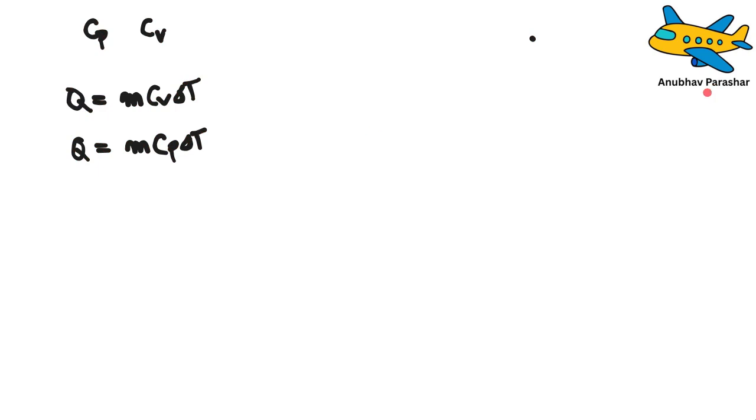And this is something we have seen in our earlier lectures. We have seen it in detail. So this is the value of Cp and Cv. This is what it means.